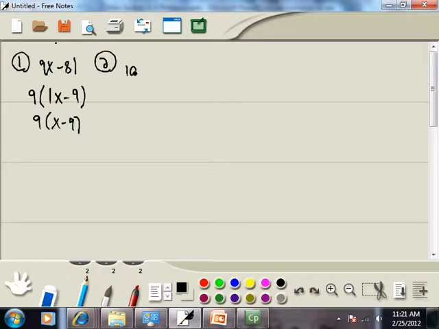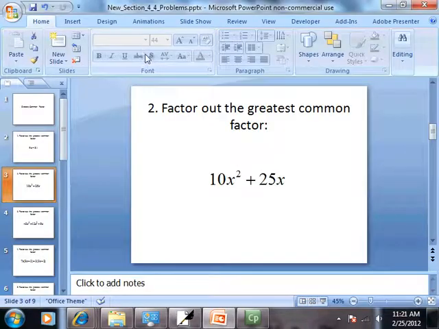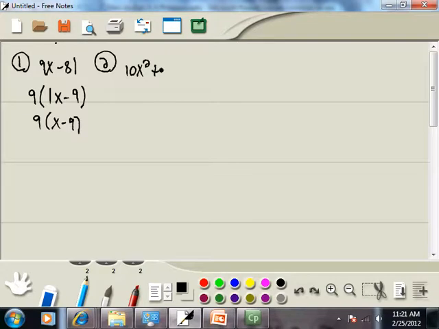Our second example, we got 10x squared plus 25x. Well, if I look first at the numbers, I got 10 and 25. The largest number that divides into both of those is 5, so 5 will come out. Now here we have an x squared, and here we have an x. I can't factor out 2 x's if this one only has 1 x. This one has an x squared, this is 2 x's, this is 1 x. So the most x's I can factor out is a single one of them. It'll always be the one with the smallest exponent. This is 2, this is the invisible one, so we'll pull out 1x.